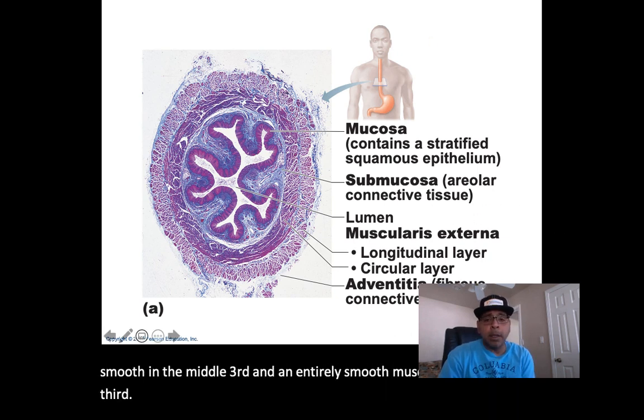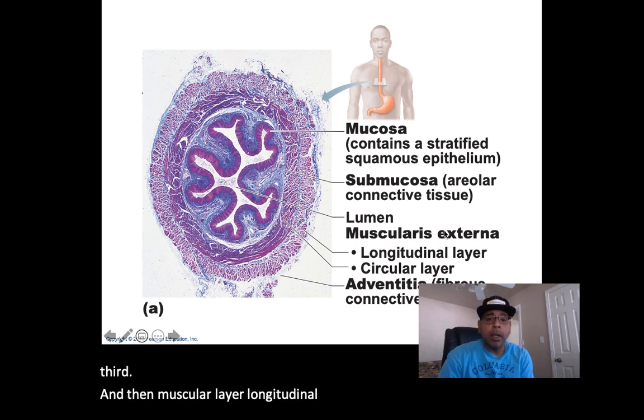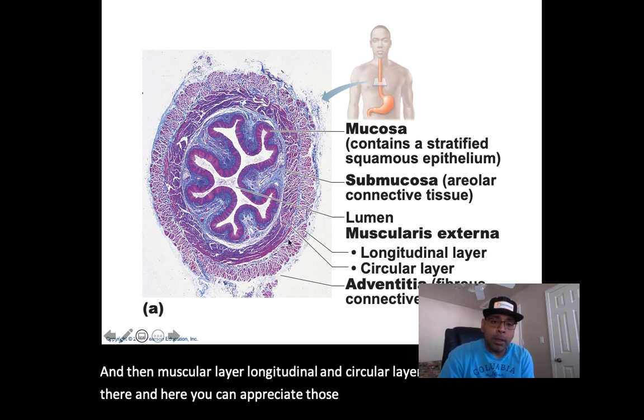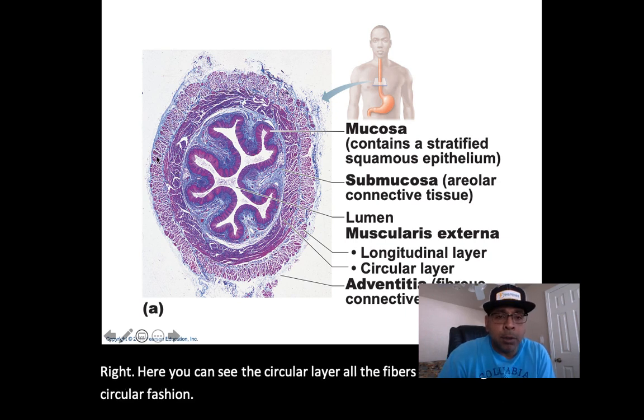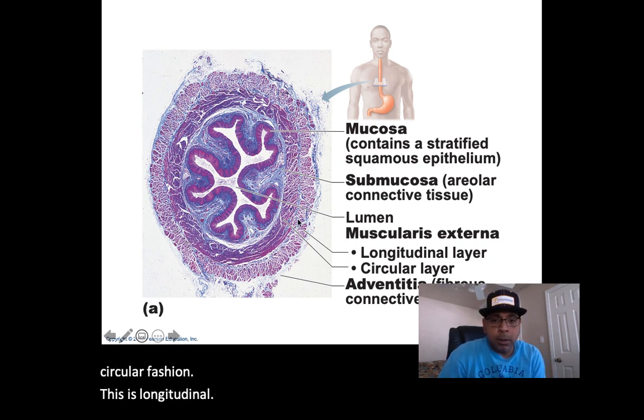And then the muscular layer has longitudinal and circular layers, as we have seen. And here you can appreciate those layers very, very nicely. Right inside of here you can see the circular layer. All the fibers are running in a circular fashion versus the longitudinal. It's marked here too.